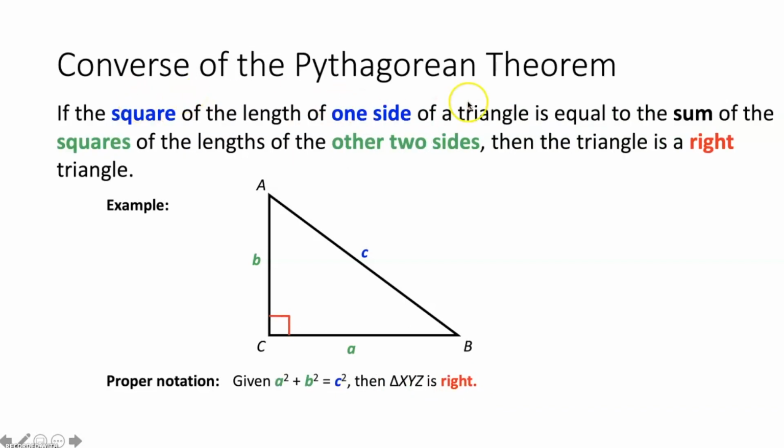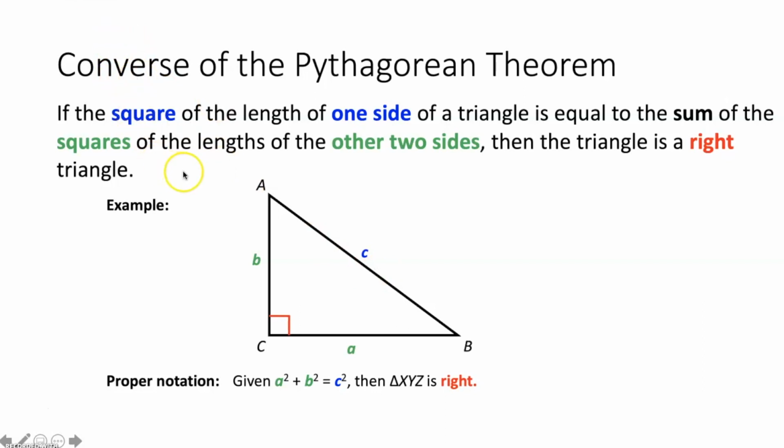Now the converse of the Pythagorean theorem says if the square of the length of one side of a triangle is equal to the sum of the squares of the lengths of the other two sides, then the triangle is a right triangle. So this is just the converse of the Pythagorean theorem, as it says. The Pythagorean theorem stated if we had a right triangle, then the sum of the squares of the lengths of the legs has to equal the square of the hypotenuse. This converse just flips the if and the then, like converses do.